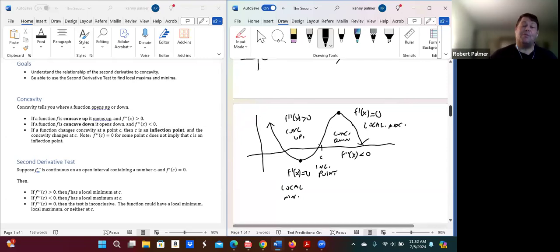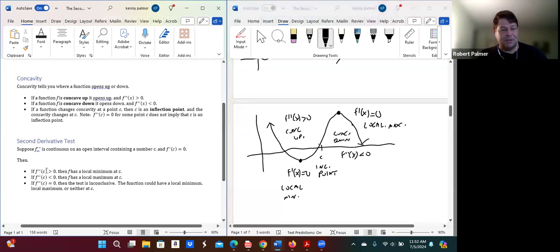Basically, it's another way of identifying local maximum and minimum values. If you know the concavity on a certain part of the graph, and in that same area there's a place where the first derivative is 0, then we can tell whether it's a local maximum or a local minimum. Let's take a look at the second derivative test. Suppose f is continuous on an open interval, which means not including the endpoints, containing some number c, and at c the first derivative is 0.